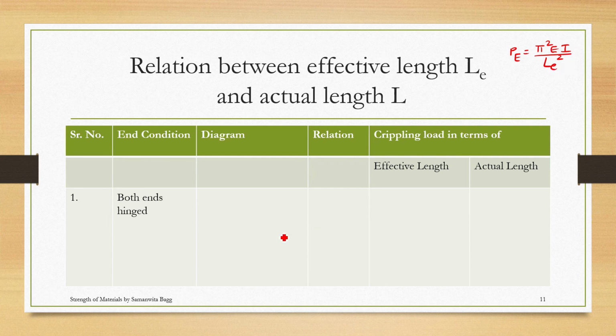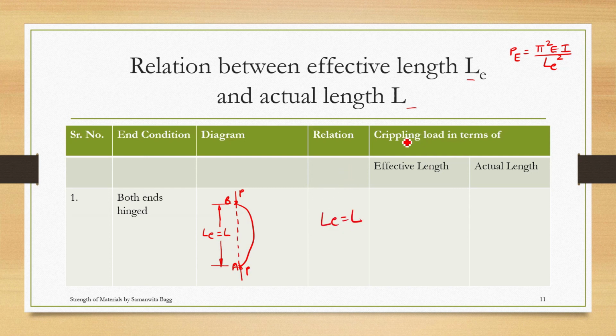So we are going to just show the relation between the LE and L and what could be the change in this formula. So we are talking about the first condition, that is both ends hinged. Here I have drawn a column. These two ends are hinged. So here I am applying a load from the top end, and from the bottom end you obtain a reaction from the hinged part. So this is the buckling that you are going to see. LE is equal to L as we just discussed.